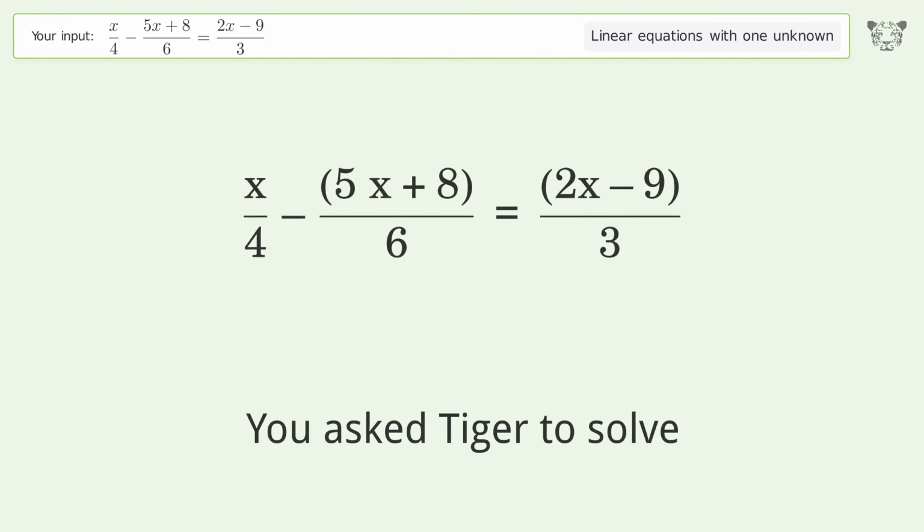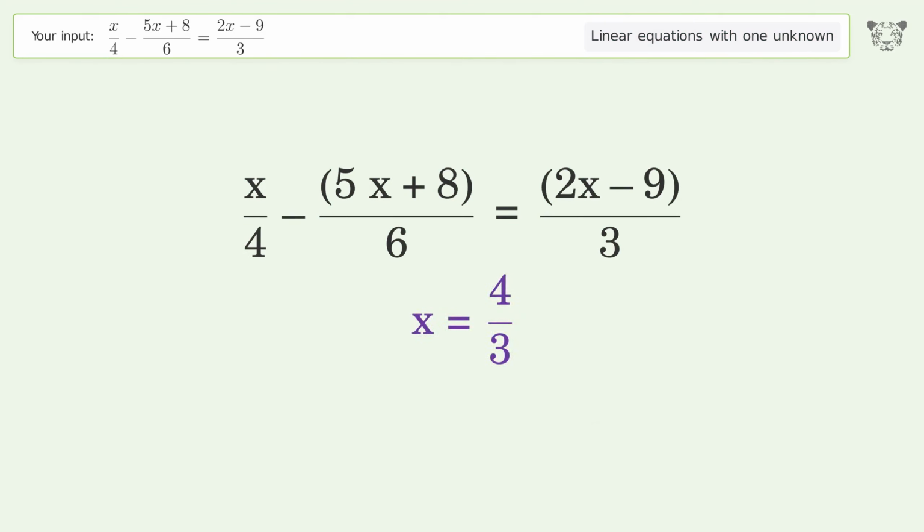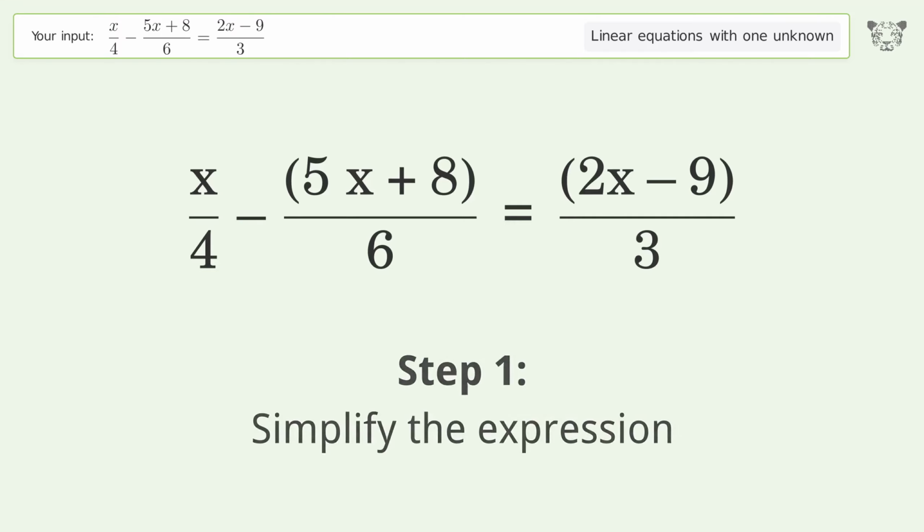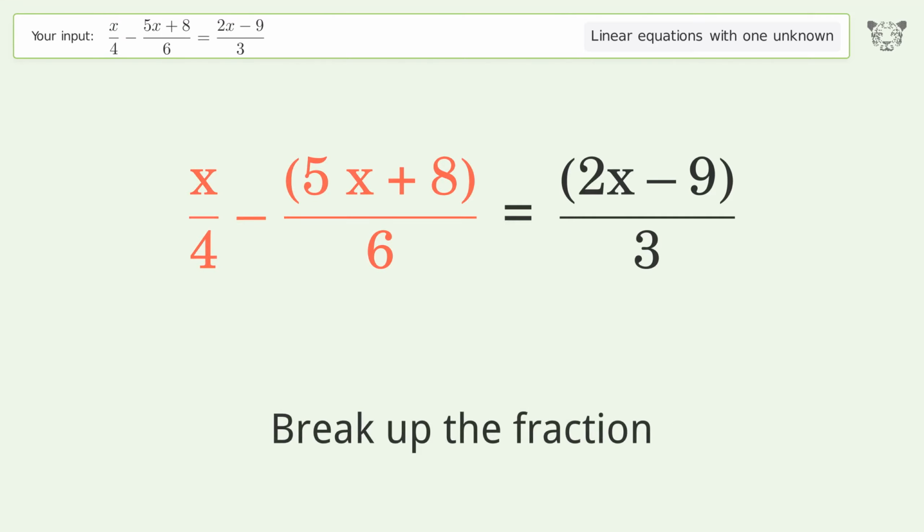You ask Tiger to solve. This deals with linear equations with one unknown. The final result is x equals 4/3. Let's solve it step by step. Simplify the expression. Break up the fraction.